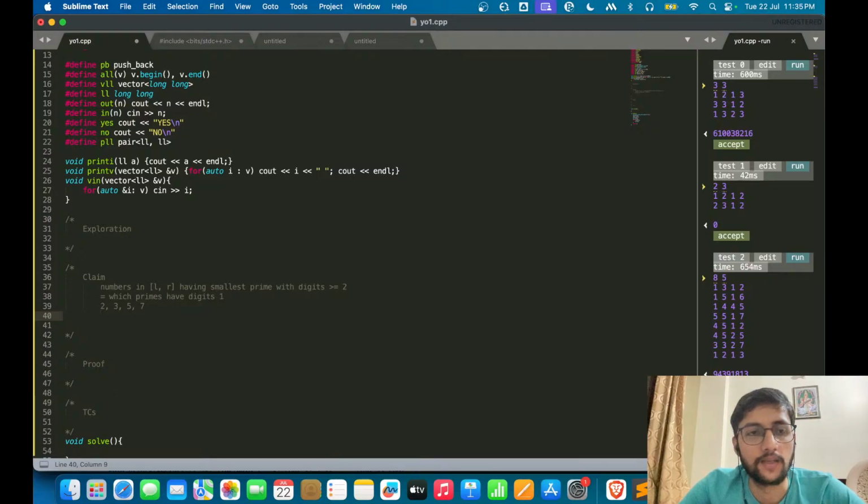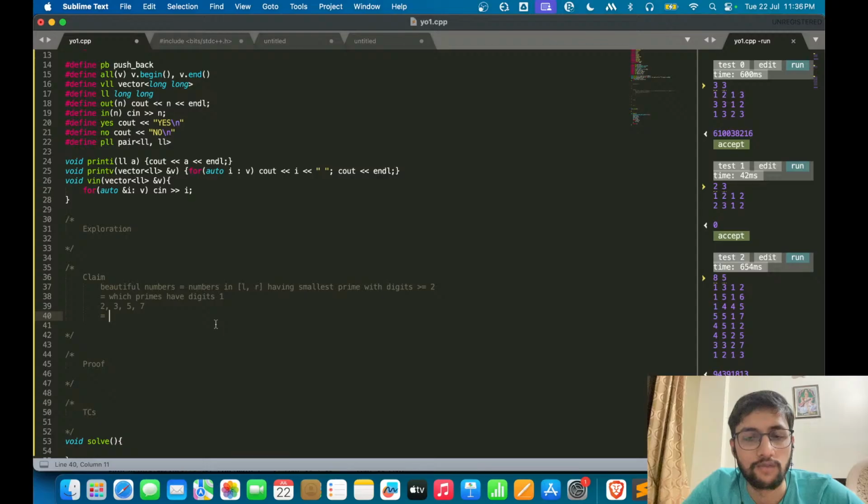So if you can find out the number of elements from L to R not having any of 2, 3, 5 or 7 as a factor, then you can get the number of what we have to find out. So let's call them beautiful numbers.